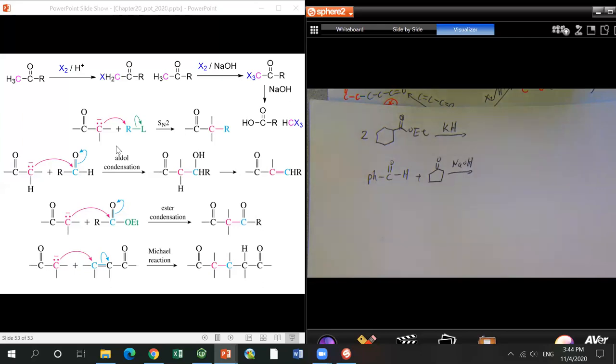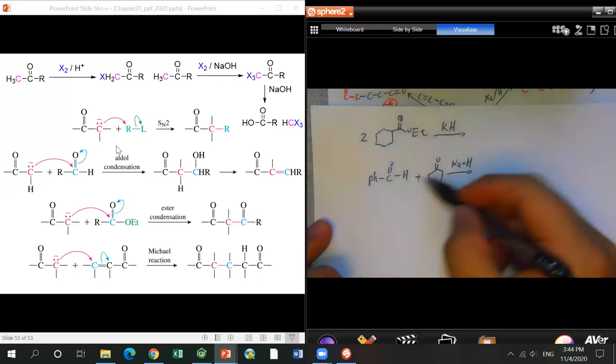For the first one, it quite often happens that some students get messed up, confused by the aldol condensation and the Claisen condensation. So first, you need to look at what your starting material is. For the aldol condensation, we only start with an aldehyde or ketone. So this one goes through the aldol condensation.